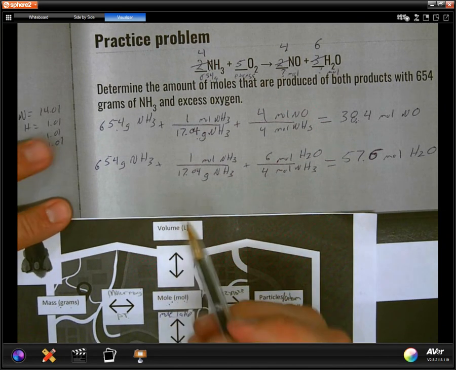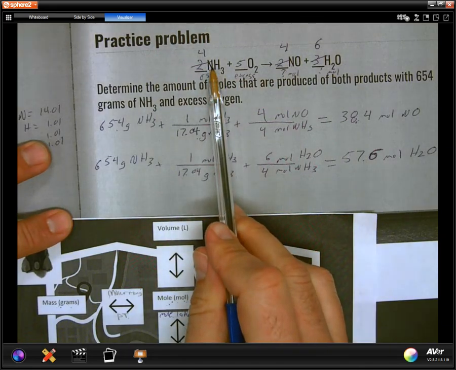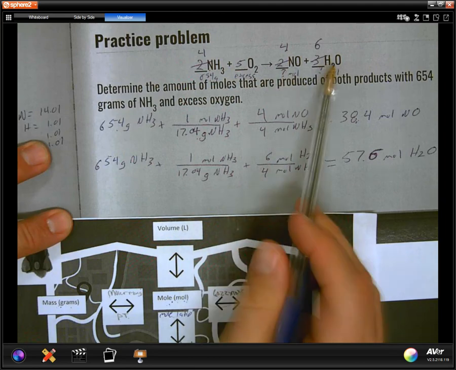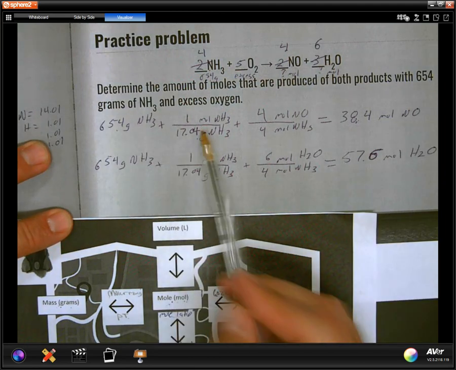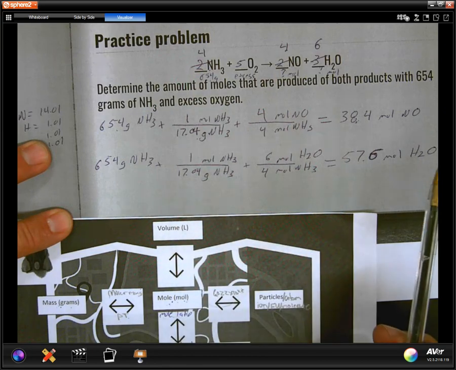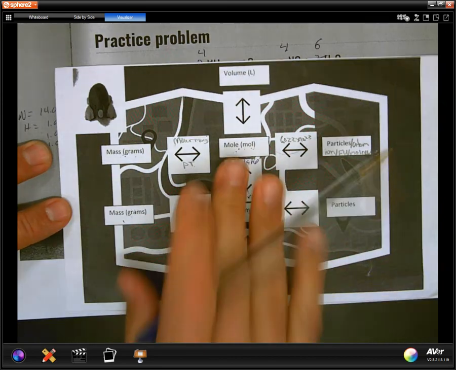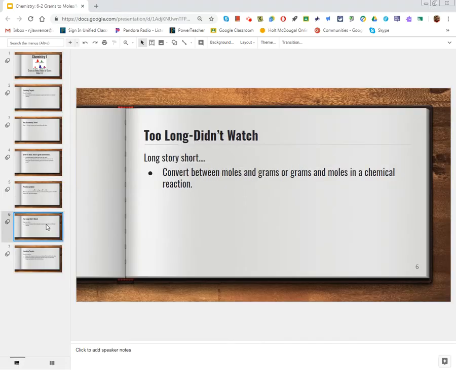So what do we do here? All we did was convert between one chemical in the chemical equation to two other chemicals in the chemical reaction. We just did the molar mass off the periodic table, and then we used the mole ratio, or the coefficients, to convert between those different chemicals. So again, hopefully this has given you a good start on your homework as we get to tackling these in class. So again, long story short, we can convert between moles and grams in a chemical reaction.